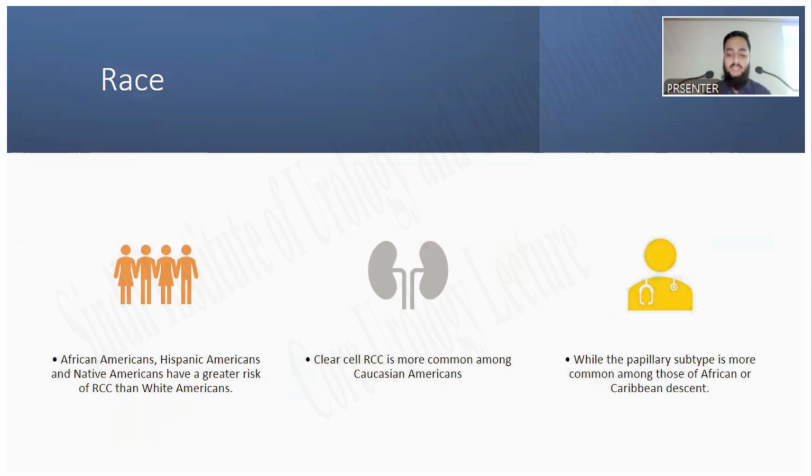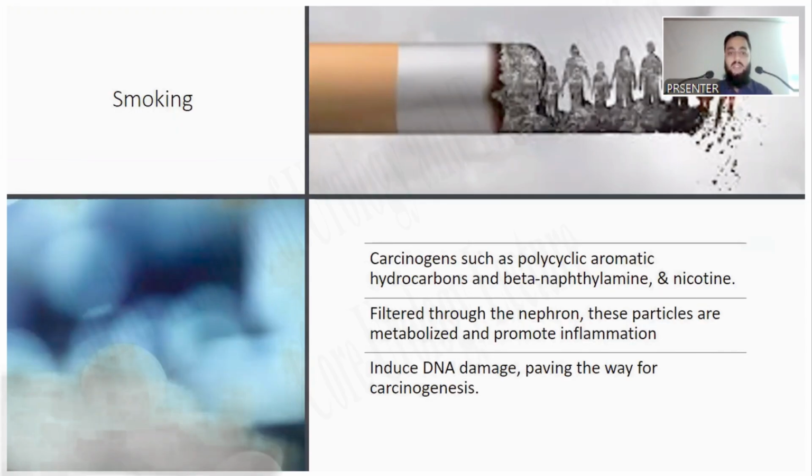or Caribbean descent. Now the modifiable risk factors: smoking, carcinogens such as polycyclic aromatic hydrocarbons and beta-naphthylamine and nicotine filtered through the nephron. These particles are metabolized and promote inflammation and induce DNA damage, paving the pathway for carcinogenesis.